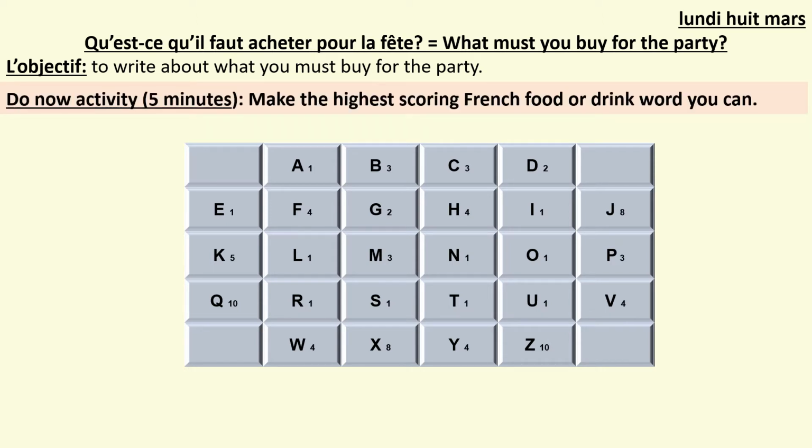For the do now activity, I want you to spend no more than 5 minutes making the highest scoring French food or drink word that you can with the grid. So just use the Scrabble grid and you're going to make the highest scoring French food or drink word you can, and make sure that when you write it out and you check your answer that you write clearly what the score was in your book so I can see how well you've done. Merci.